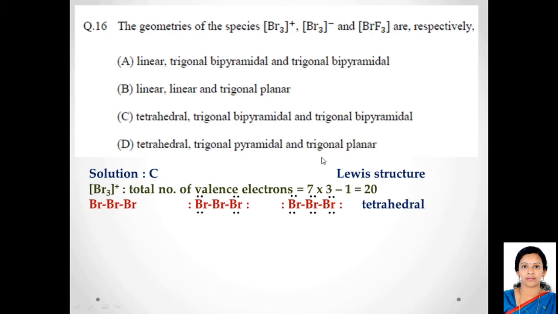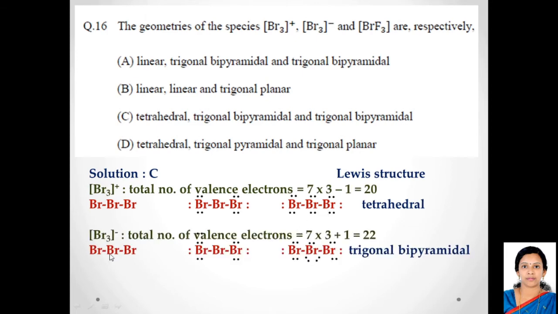Moving on to the tribromide anion. For the tribromide ion, again we calculate the total valence electrons. Again 7 multiplied by 3, 3 bromine atoms and 7 valence electrons for each bromine. So 7 multiplied by 3, 21. But there is a negative charge on this. When there is a negative charge, it has an extra electron, so we have to add 1. So finally we get 22 valence electrons for this tribromide ion.